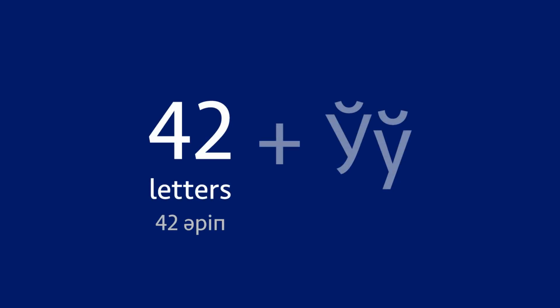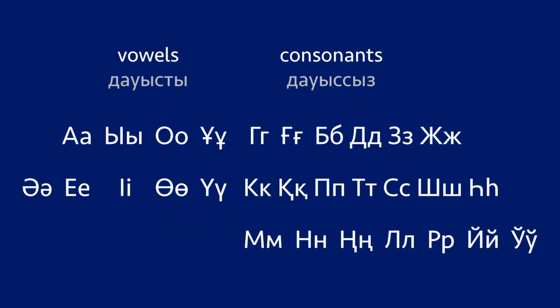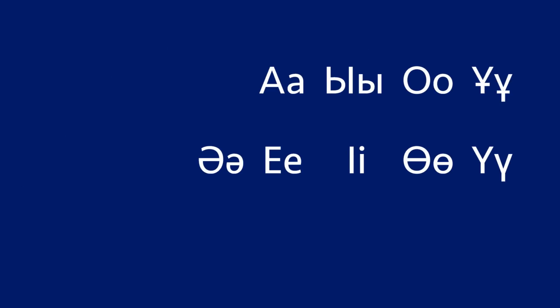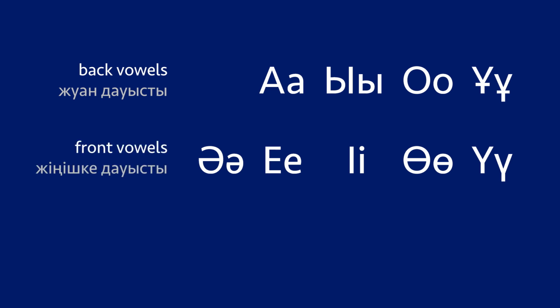The modern Kazakh Cyrillic alphabet consists of 42 letters. In this video, I will use one additional unofficial letter, which will make it 43 letters. The native Kazakh letter inventory consists of 9 vowel letters and 20 consonant letters, making it 29 letters in total. These are the native Kazakh vowels. In the top row, we have back vowels, and in the bottom row, we have front vowels.